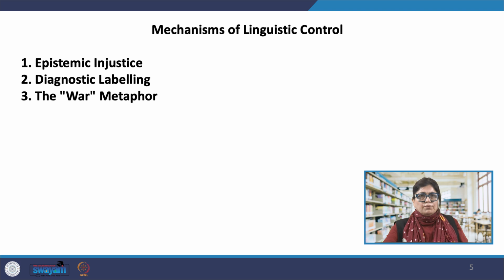Third is the war metaphor. Biomedical discourse heavily relies on militaristic metaphors like fighting cancer, invading pathogen, magic bullets. While motivating for some, this linguistic framing presses the patient into an aggressive, combative stance and implies personal failure or surrender if the body succumbs to disease.